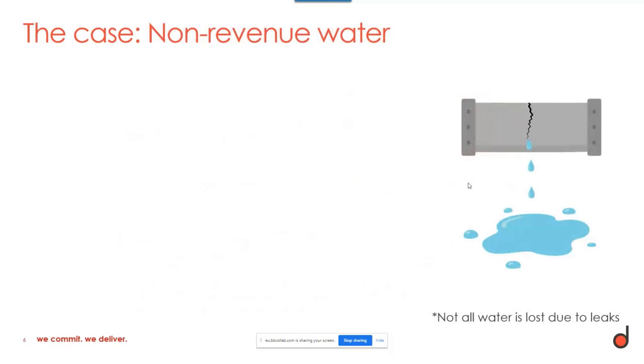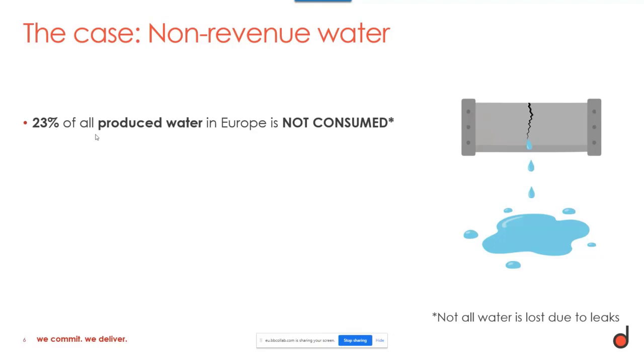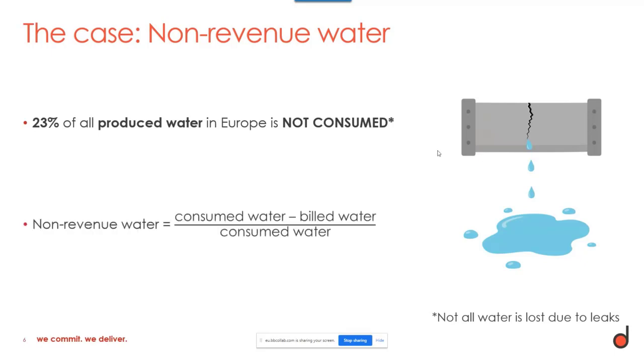Now, specific for Europe, we know that almost 23% of all produced water in Europe is not consumed. Not consumed does not mean in this case that it's all due to leaks, but a very big part of it is due to leaks. Another part can be water theft or the fire department using it, and this is not invoiced, and that is actually the KPI that we're trying to optimize, the non-revenue water, which is calculated by subtracting the billed water from the consumed water and dividing it by the consumed water.